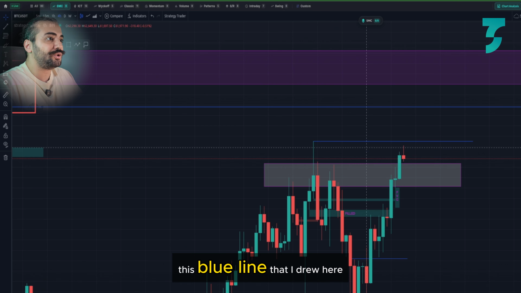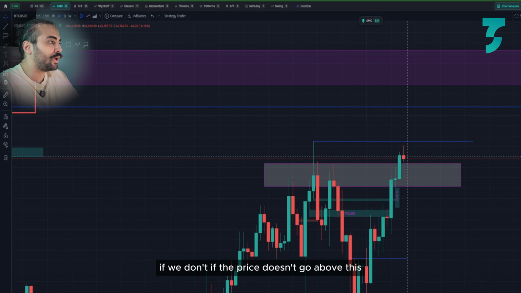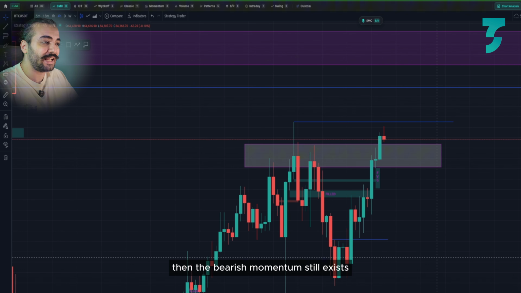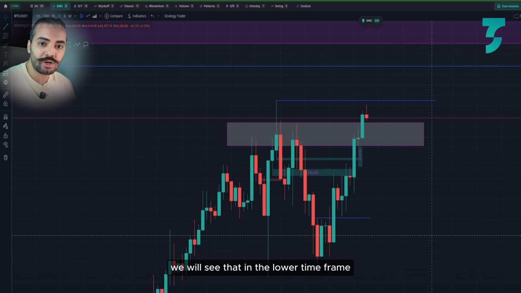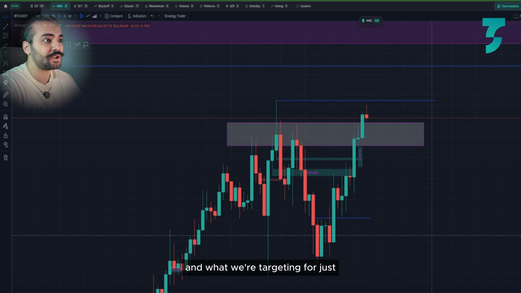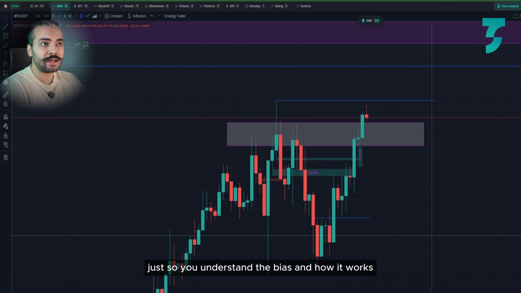This blue line that I drew here: if the price doesn't go above this with a full-bodied candle, then the bearish momentum still exists. And to be honest, we will see in the lower time frame how the market looks and what we're targeting. This is just so you understand the bias and how it works.